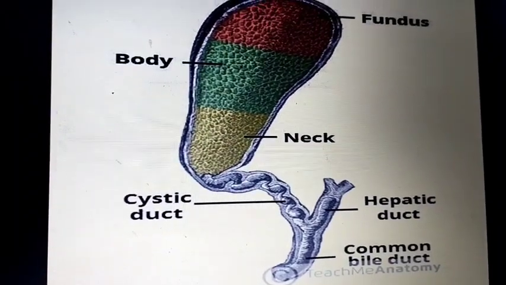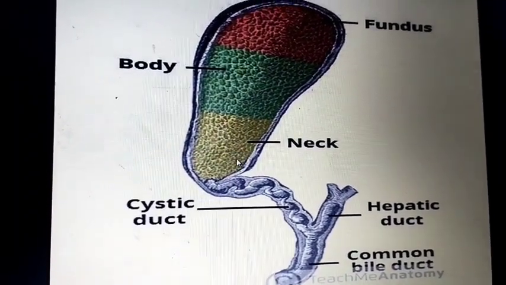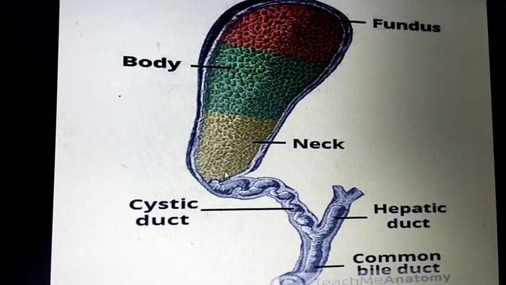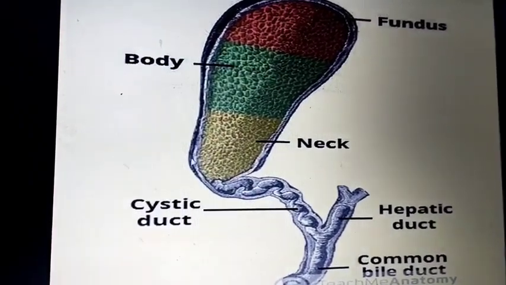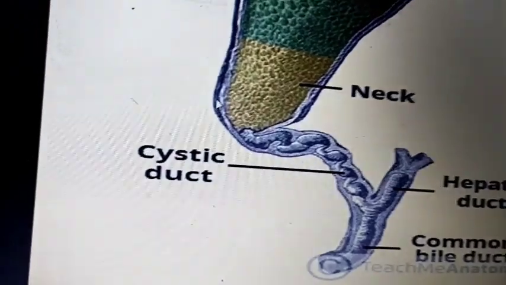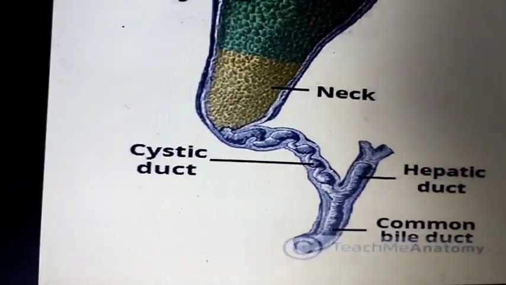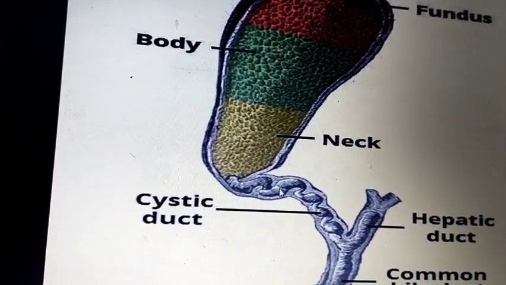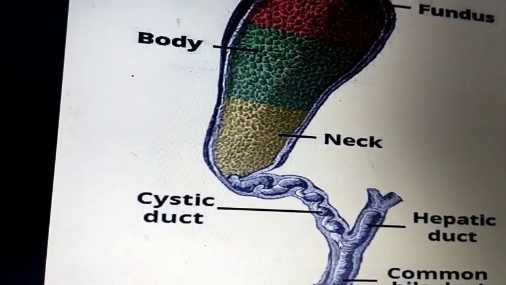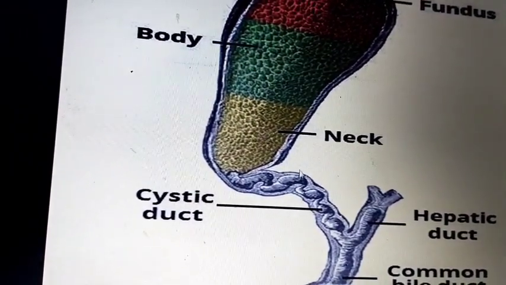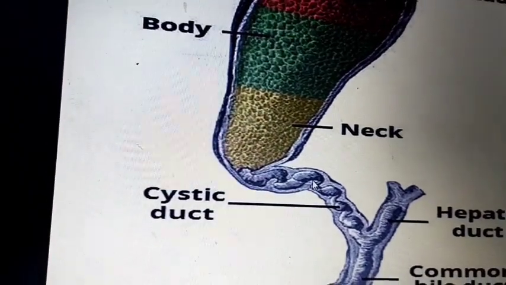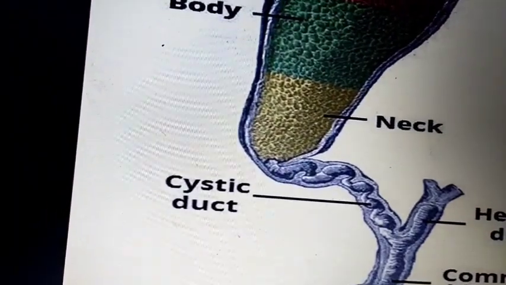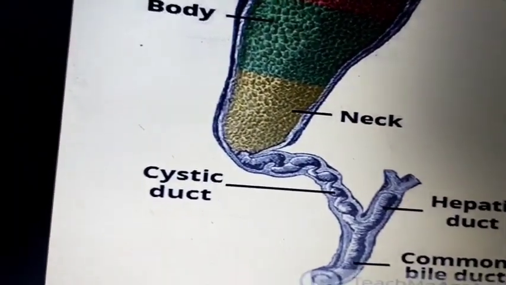Okay, this is a fundus, this is a body and this is neck, and here you can see one pouch-like structure or dilated part in between the neck and cystic duct, and that is called Hartmann's pouch or infundibulum of the gallbladder. Okay, and cystic duct has one special type of mucosal folds, the spiral mucosal folds, that are called the valves of Heister. I will explain that in the next slide.